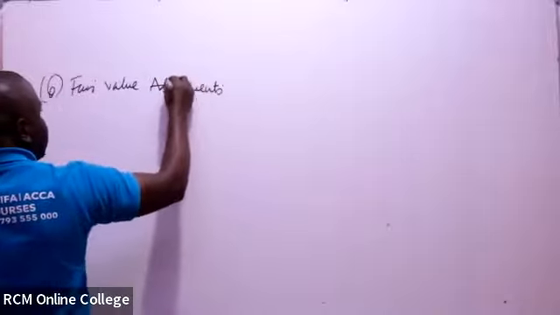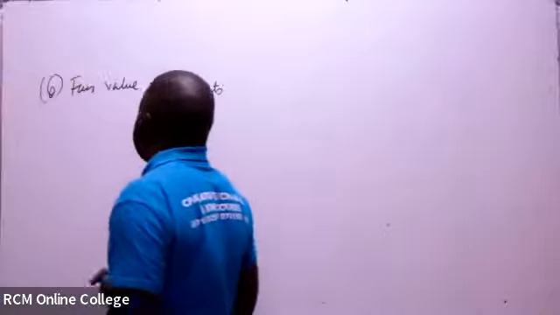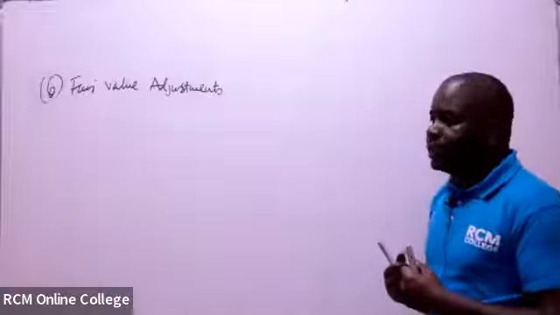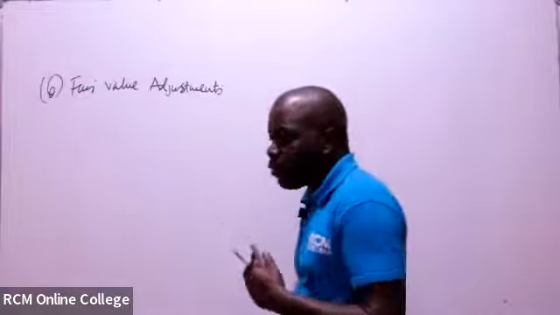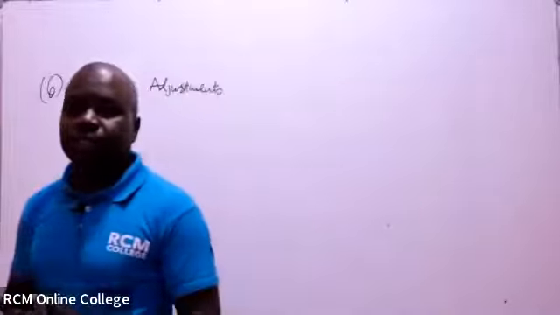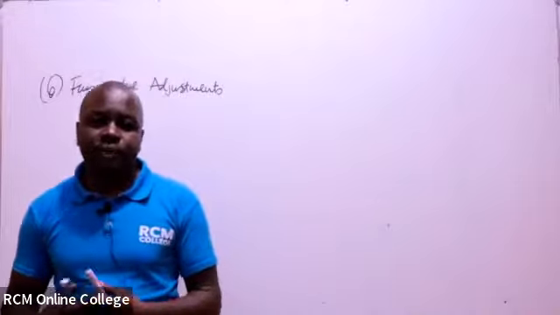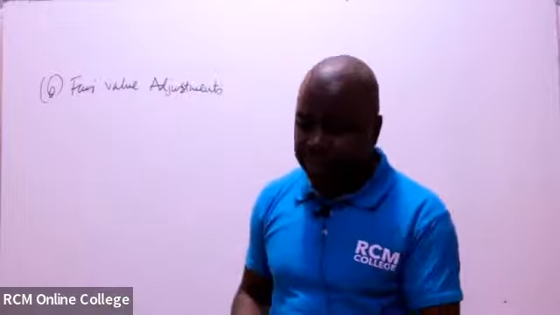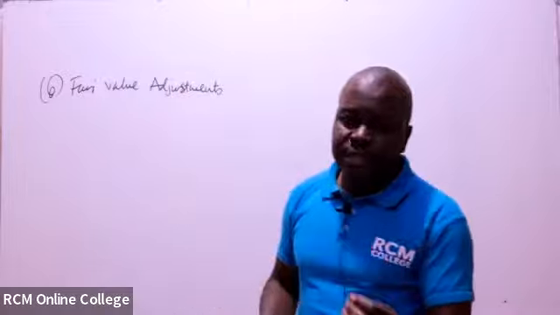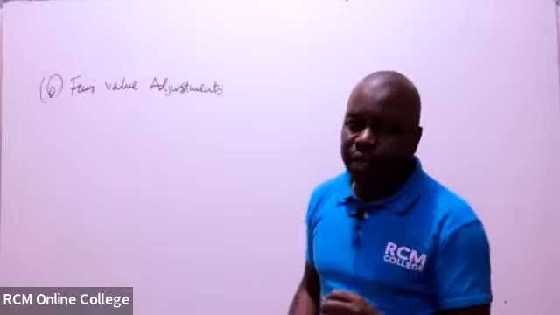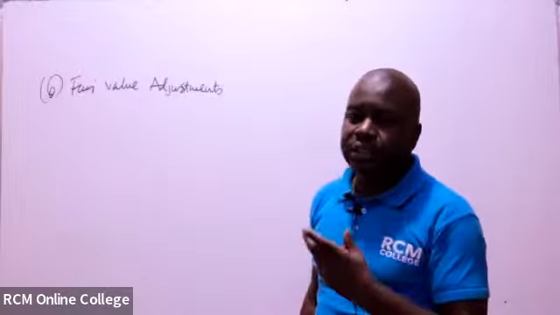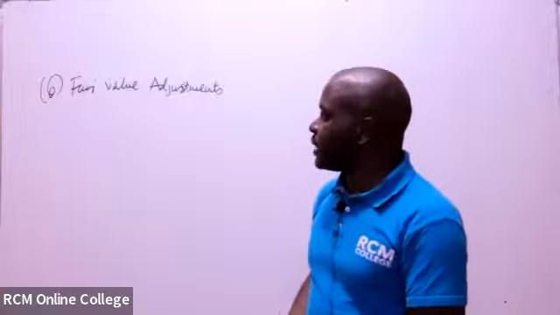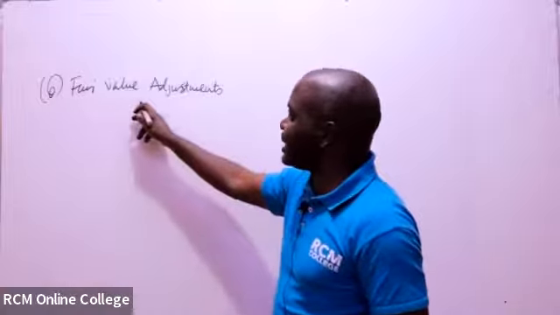Fair value adjustments. Sometimes, at the point of acquisition, the assets acquired might be revalued. For example, they might tell you that under property, plant, and equipment, an item which was worth 60 million was revalued on acquisition from 60 million to 80 million. So in this case, its fair value has to be adjusted.